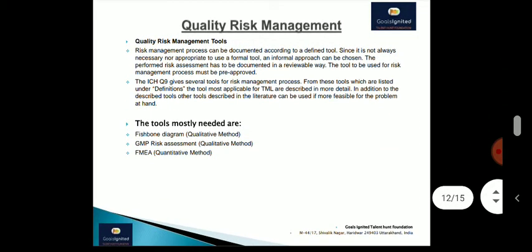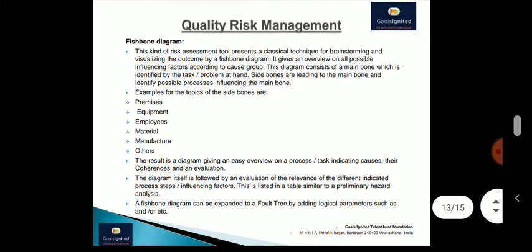So for quality risk management tools, in ICH Q9 there is a clear-cut definition and several tools are mentioned, but a few of the things we need to take care of as quality risk management assessment tools are the fishbone diagram, GMP risk assessment, and the failure mode effect analysis, FMEA. So the fishbone diagram, as you know earlier, is a 6M method. So man, machine, material, manufacturing, everything needs to be taken care of. You are required to take the examples of the premises, equipment, employee, material, manufacturers, and others. So all these need to be critically reviewed while we are performing the risk assessment.